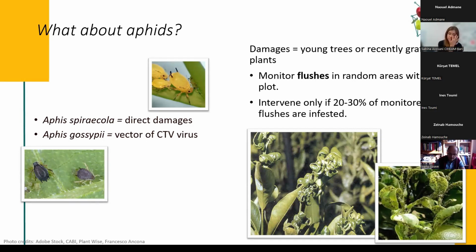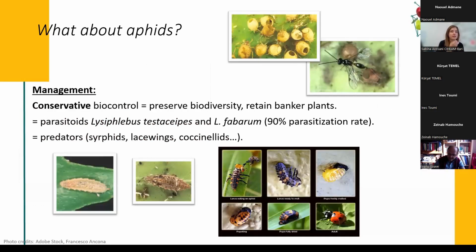And what you can do is use sticky traps or other kinds of panel traps, the white ones for instance, and you monitor the flushes looking for the kind of symptoms that you see in the pictures. Usually, you need to intervene only if a large number of trees and flushes are infested by the aphids. And usually, conservative biocontrol is sufficient to control the aphid population.